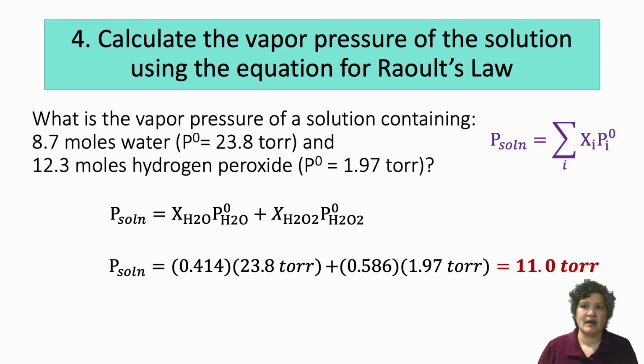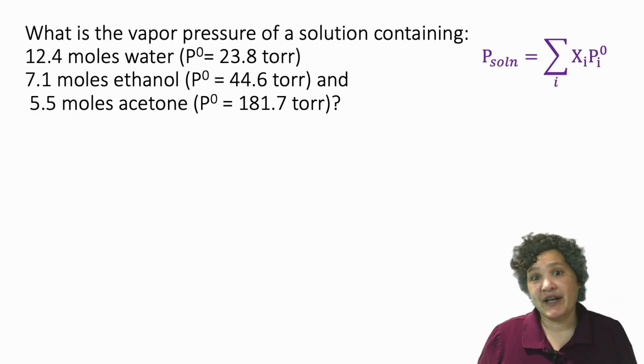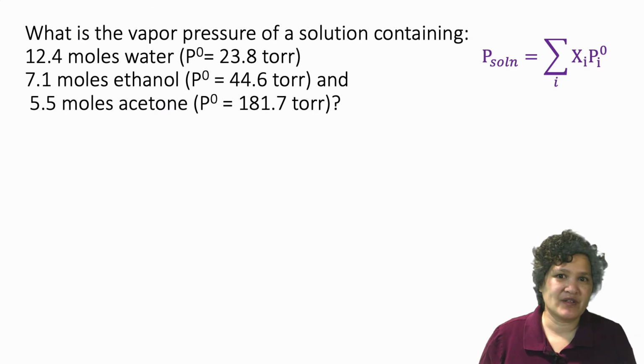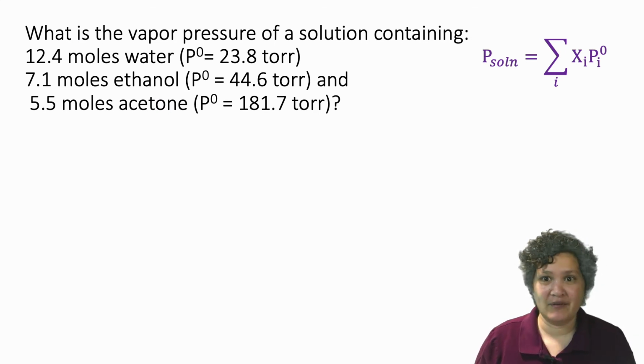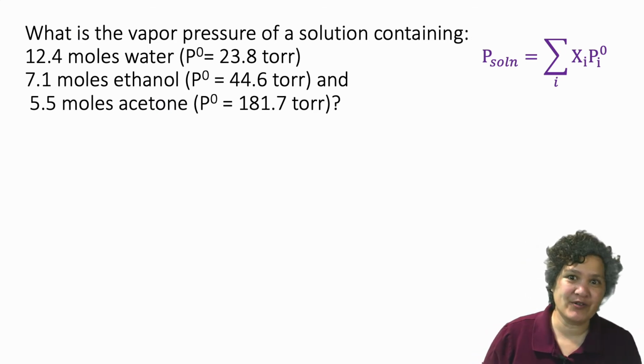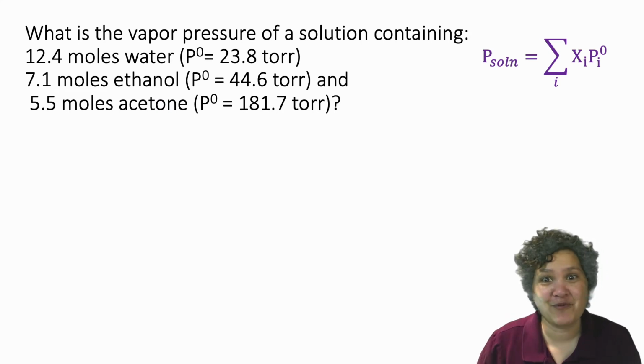Does that make sense? Yes, it should be between the vapor pressure of pure water, 23.8 torr, and hydrogen peroxide, 1.97 torr. Okay, so that was pretty simple. Let's do something that's a little more complicated. And what's a little more complicated than a 2-term Raoult's law problem? A 3-term Raoult's law problem.